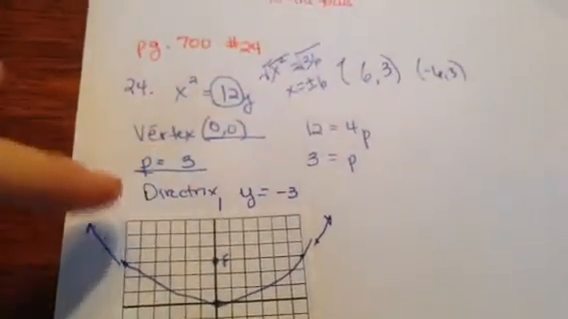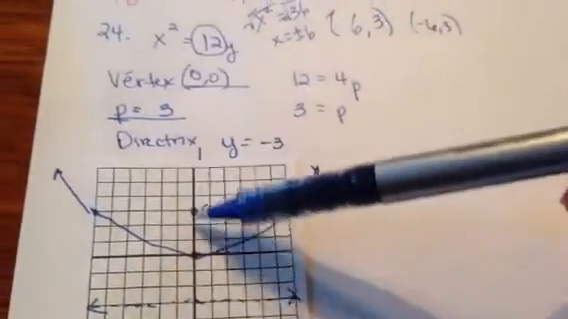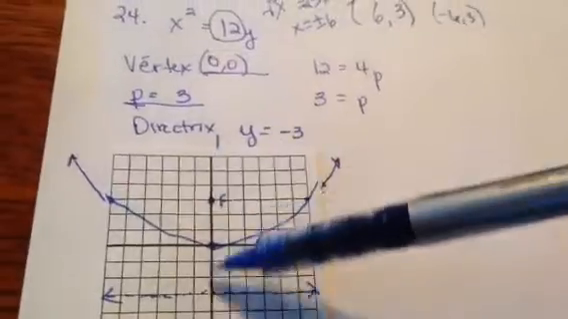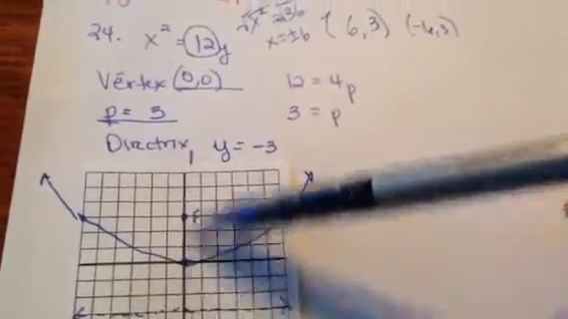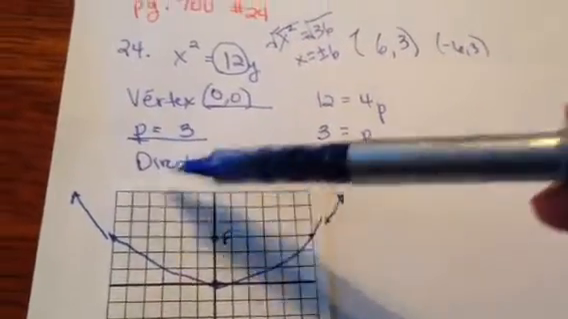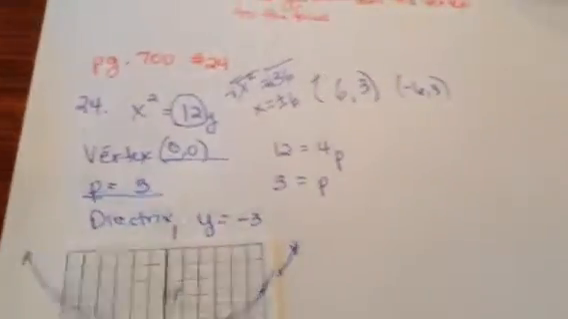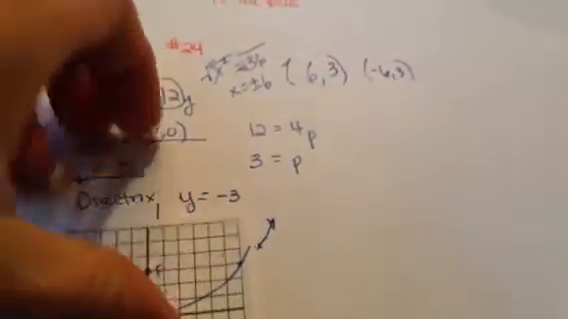Let's try another one. I think you have everything, by the way. Notice, sometimes this would be called your axis of symmetry right here, because it's the same on the right as it is on the left. It's like a mirror image of each other right there. Okay? All right, let's try number 26.